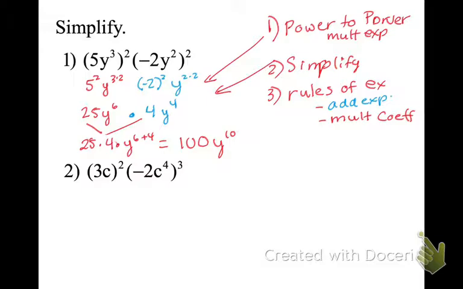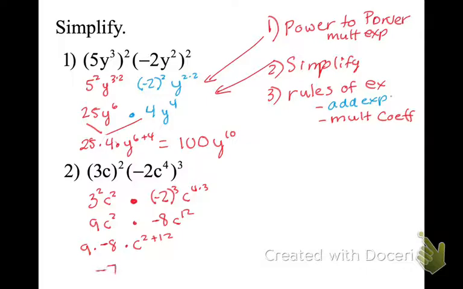All right, let's check our work. So we're first taking the power to the power, so I'm doing 3 squared c squared times negative 2 to the 3rd and c to the 4th times the 3rd. That makes 9c squared times negative 8c to the 12th. So now we're multiplying 9 times negative 8 and c to the 2nd plus the 12th. So it's negative 72c to the 14th.